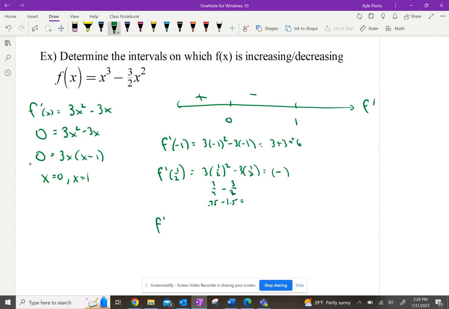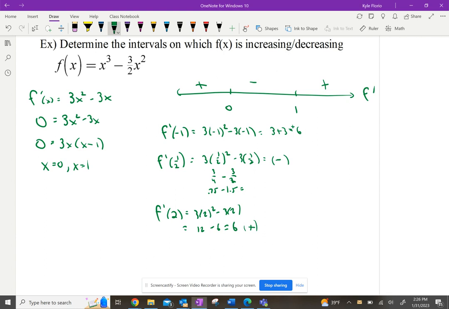And then let's pick a number bigger than 1, like 2. If I plug 2 into my derivative, it's 3 times 2 squared minus 3 times 2. 2 squared is 4, 4 times 3 is 12, 3 times 2 is 6. So it's going to be 6, but it's a positive number, which is all that I care about. So that's all I needed.